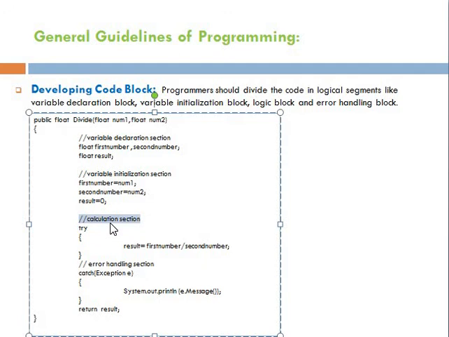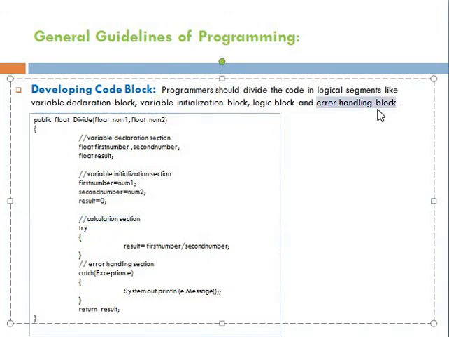Since the logic includes the calculation where the first number gets divided by the second number to produce the result, that's why I have indicated that portion with the help of this commented line as calculation section. Now see, the next part of the code block is the error handling block.